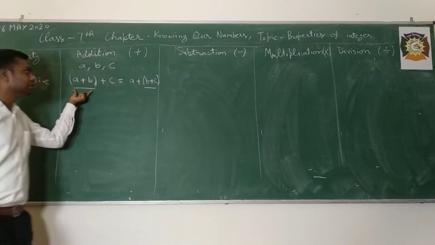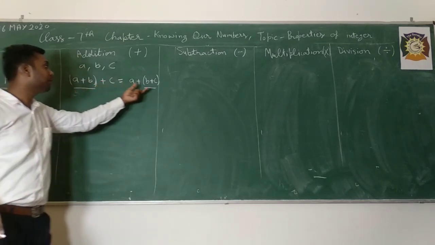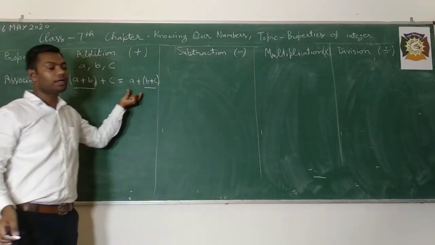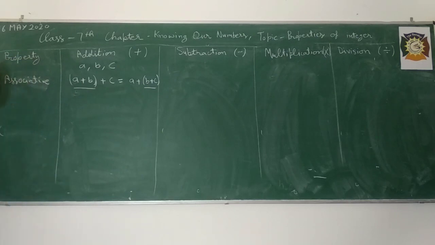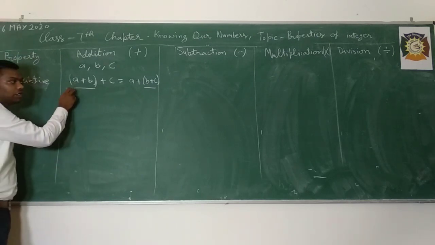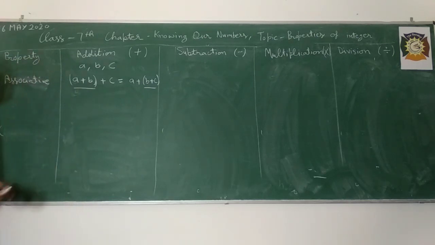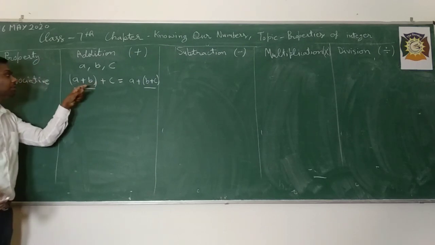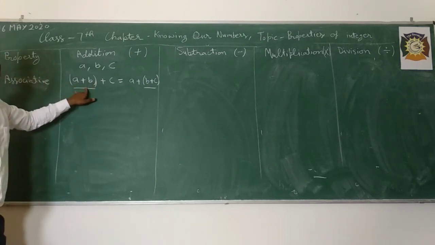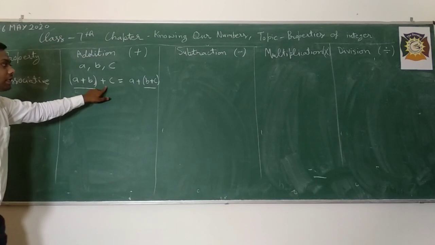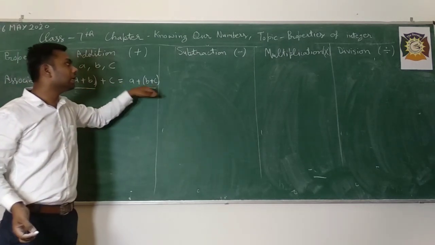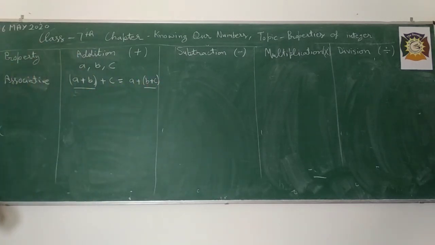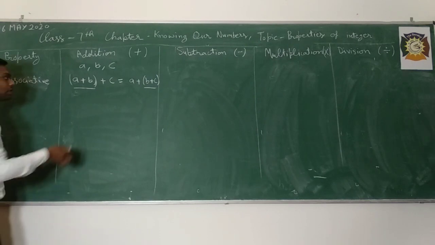First we add this with c. Here we first add b plus c with a. If this holds, then we say that the associative property holds in addition. Same in subtraction, just change the sign. Here plus we can change with negative, minus, and multiplication we change it with multiplication, and same with division.